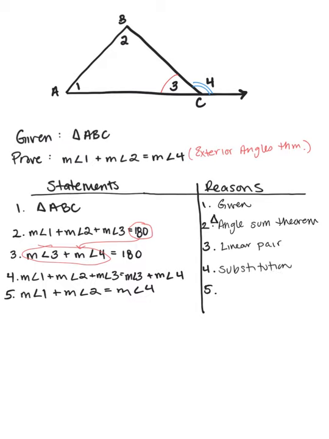And now in statement 5, we have the measure of angle 1 plus the measure of angle 2 equals the measure of angle 4. Well, if we look at what happened between statement 4 and statement 5, angle 3 disappeared. There was a measure of angle 3 on both sides of our problem, but now it's gone. So how did we get rid of it? We used, let's use a pen, we used the subtraction property of equality.